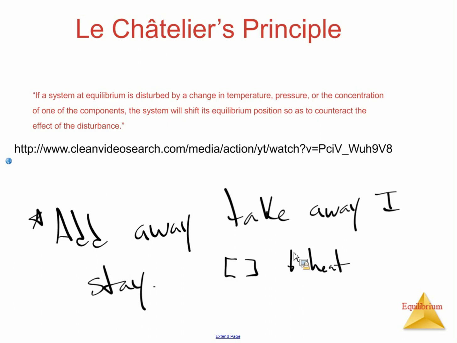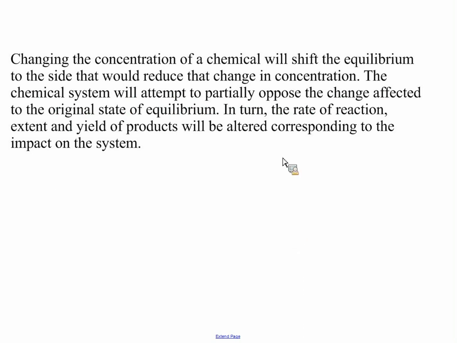All right. So this is really wordy, but we'll work through it. Changing the concentration of a chemical will shift the equilibrium to the side that would reduce the change in concentration. Which means if I add concentration, it will go to the other side to decrease what I just added. Or if I take away from one side, it'll go towards that same side to adjust the concentration back to what it was.